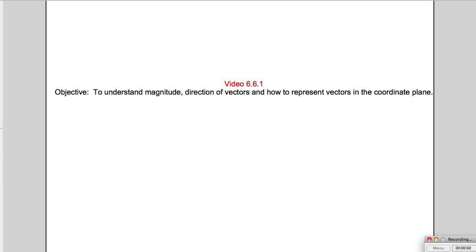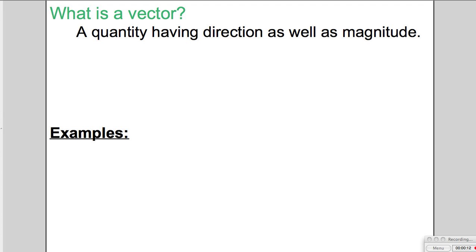This is video 661, and the goal here is to understand the basics of vectors and how we represent vectors in the coordinate plane. So the first few parts here, many of you saw in class on Monday, but we're going to take a look at it again in case you were absent or in case you didn't get the notes down. So the first thing is the definition.